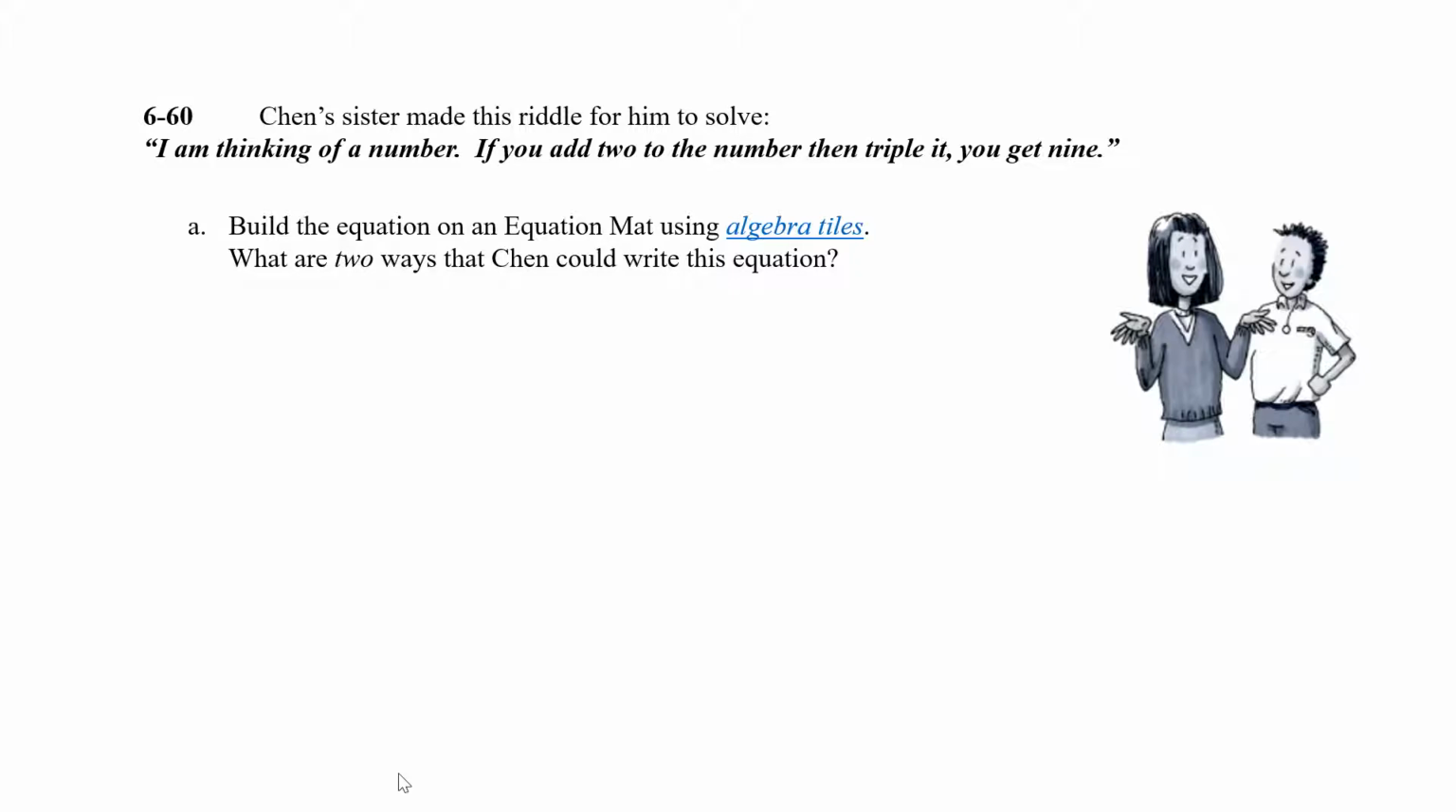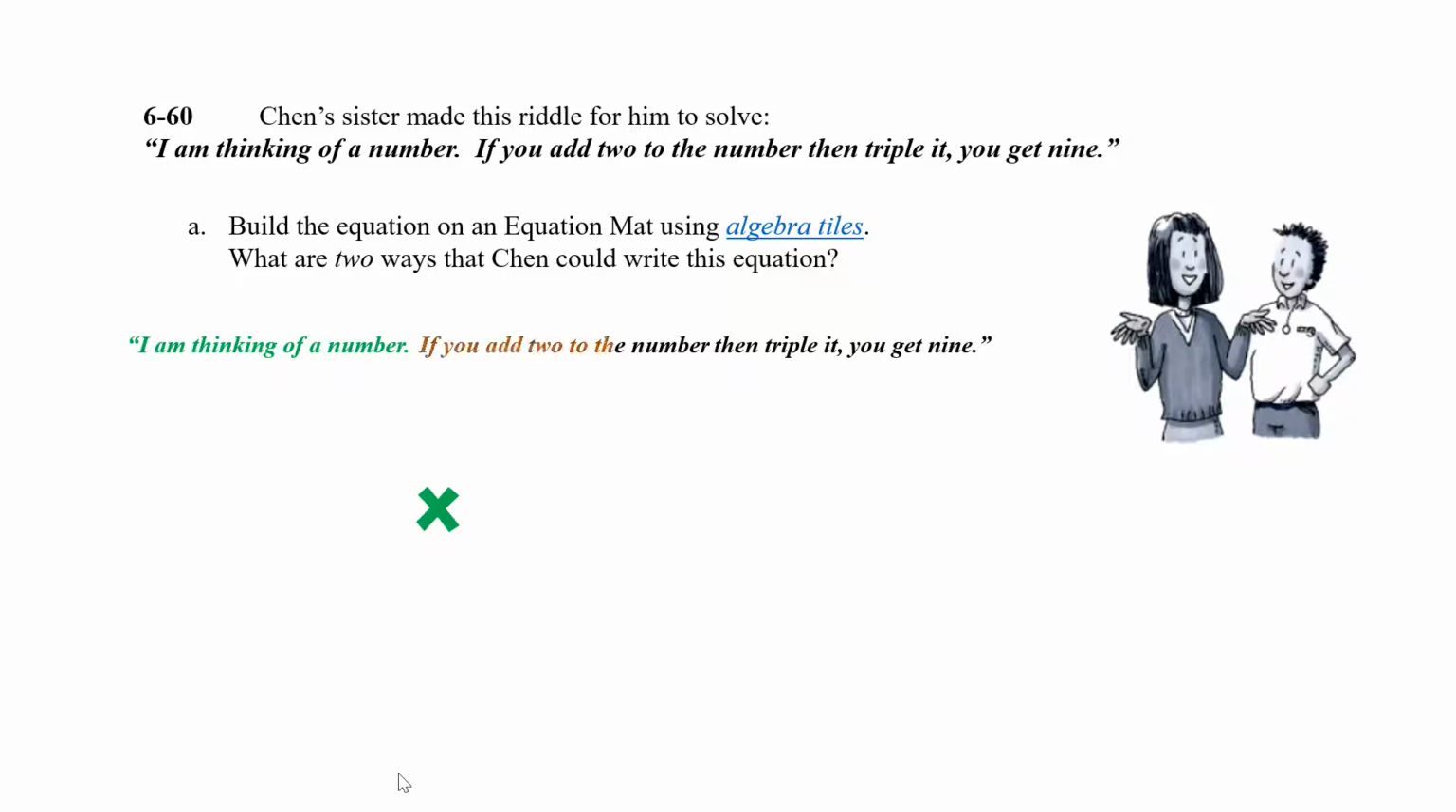Part A says to build the equation on an equation mat using algebra tiles, but first, I kind of just want to break down this expression. So it says, I'm thinking of a number. We don't know what that number is. That's the whole point, right? We're trying to figure out what that number is. When we're writing an equation, what do we use to represent a number that we don't know? All right, so that's when we're going to use a variable. So we'll call Chen's sister's number X.